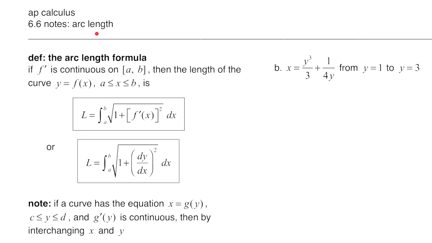In this lesson, we're going to cover arc length. The definition for arc length is: if f prime is continuous on the closed interval from a to b, then the length of the curve y equals f of x from a to b is given as the integral from a to b of the square root of 1 plus f prime of x squared dx. Instead of f prime of x, we can also use Leibniz's notation dy/dx right here.